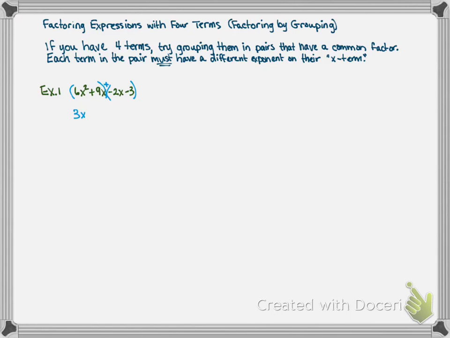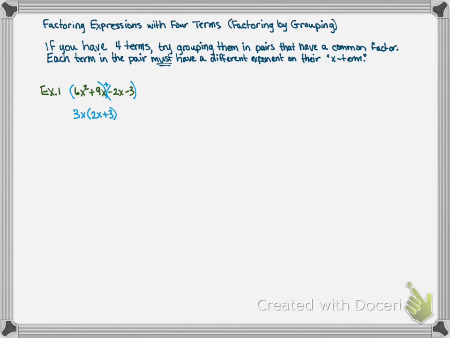So if I look at 6x squared and 9x, my greatest common factor is 3x, so I pull it out, put parentheses. 6x squared divided by 3x is 2x. 9x divided by 3x is 3. That's what's in my parentheses.